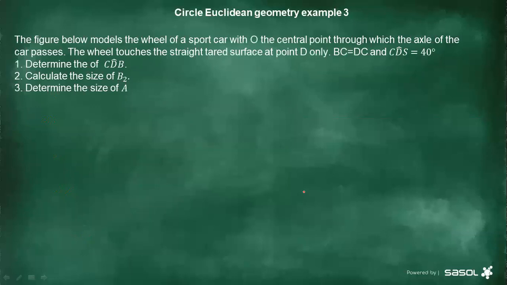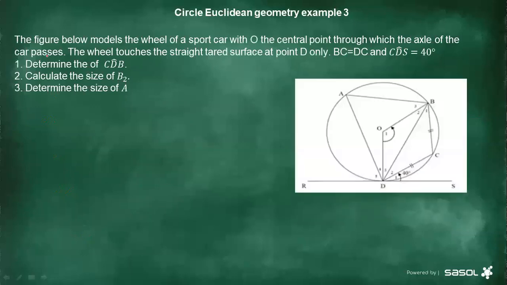Number 3, the figure below models the wheel of a sports car with O the center point through which the axle of the car passes. The wheel touches the straight surface at point D only, BC equals DC, and angle CDS equals 40 degrees. The first question, we have to determine what? Determine angle CDB. Where is angle CDB?